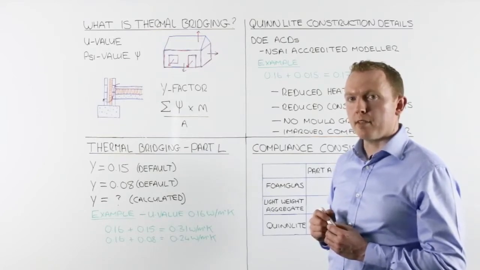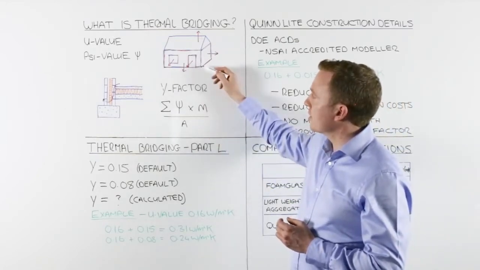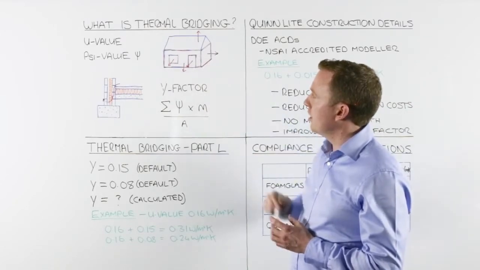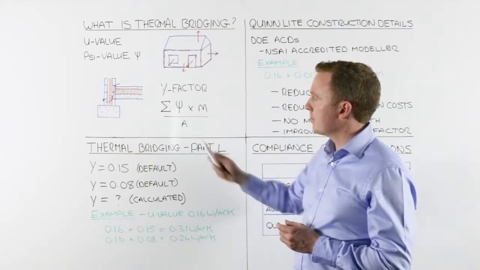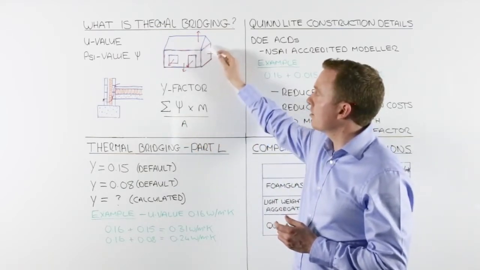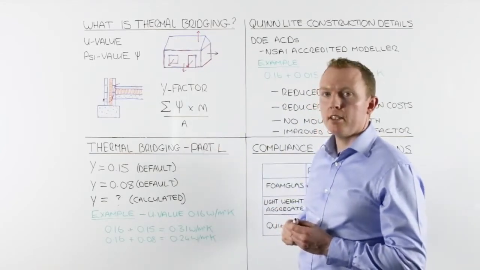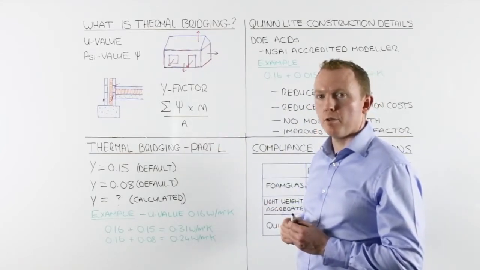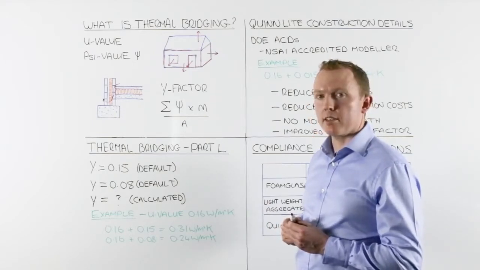To calculate the Y factor, we take the nZEB value of each junction and multiply it by the length of each junction. And the combination of these, for every junction in your building, divided by the envelope area, which is the area of your floors, your walls and your roof, this gives us our Y factor.